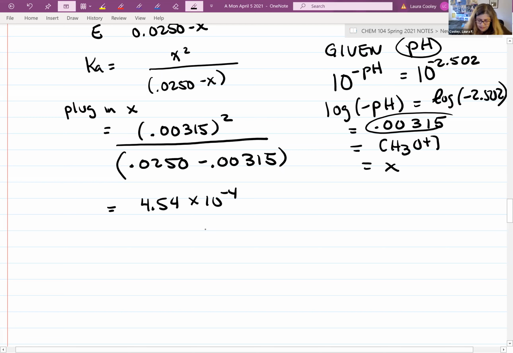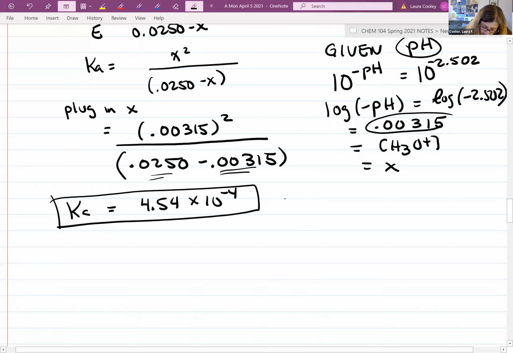Yeah. And it doesn't look like this is very negligible compared to this anyway, but there'd be no reason to neglect something that you know. I mean, it's not like you're saving yourself any trouble. So this is the value of Ka for HNO2, and you just found it out by this sort of type 2 problem where you were given the pH.